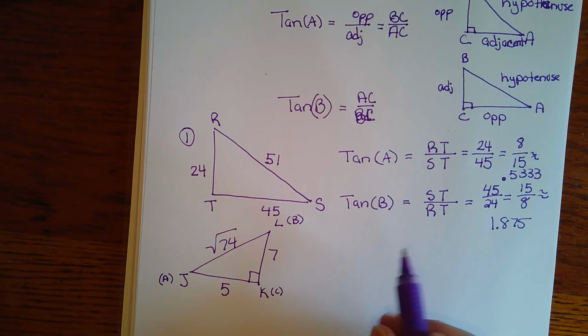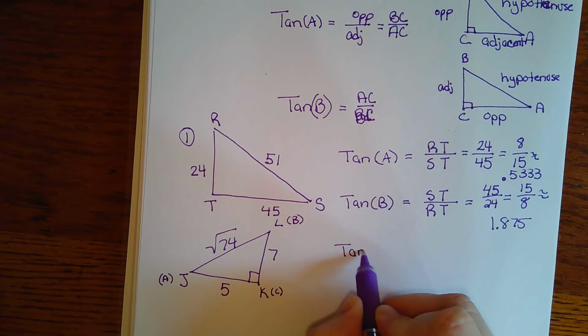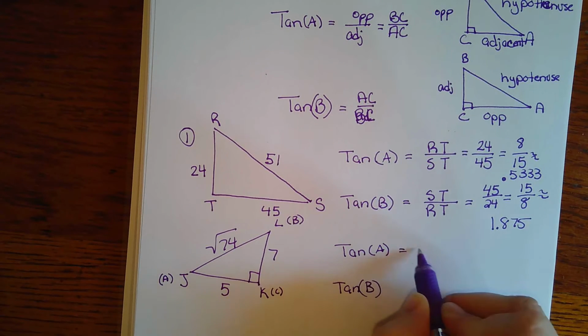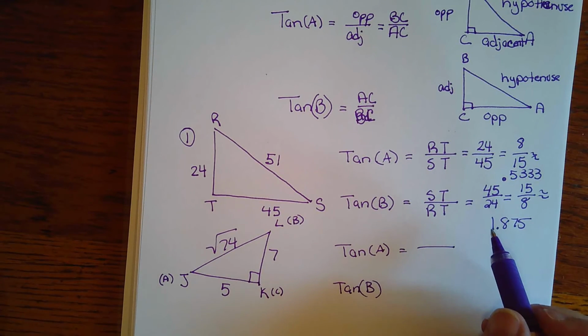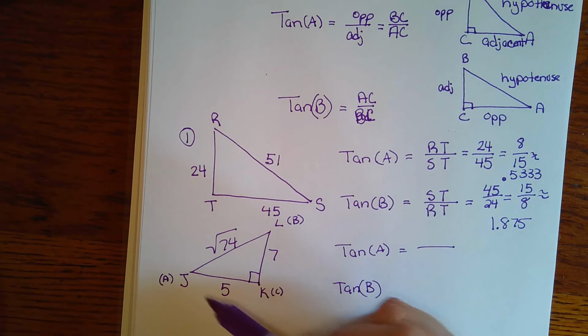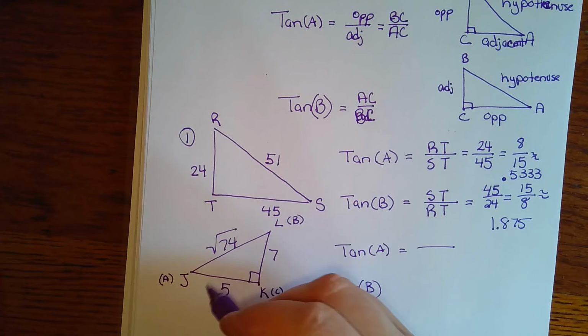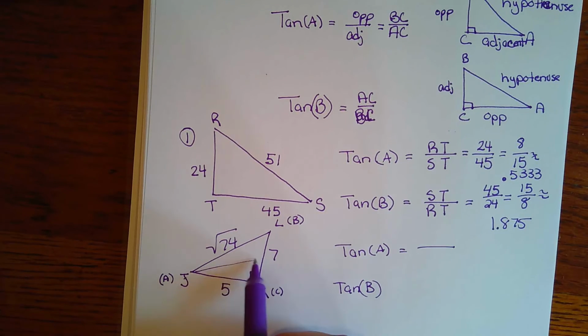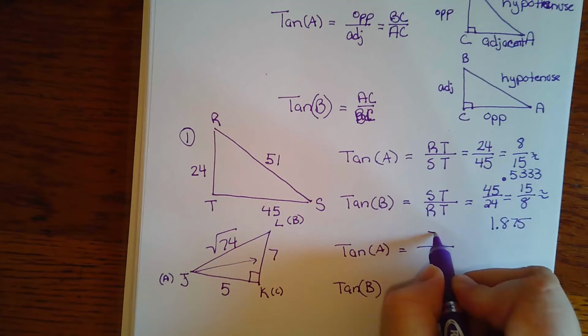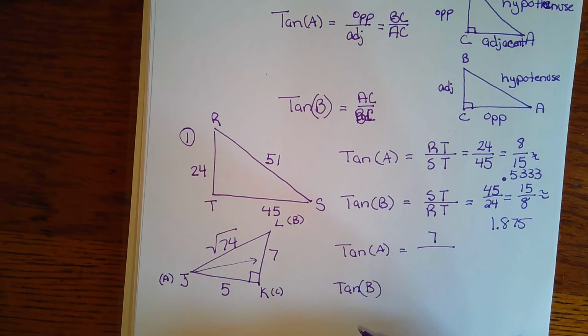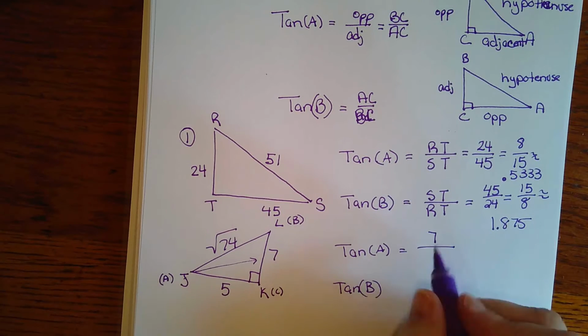Now, let's do our tan A and tan B. So in this case, tan A is going to be the shorter length, which is going to be 7, because I've got to do the adjacent. So it's going to be 7 over the one that's adjacent to. So the adjacent one in this case is going to be 5.